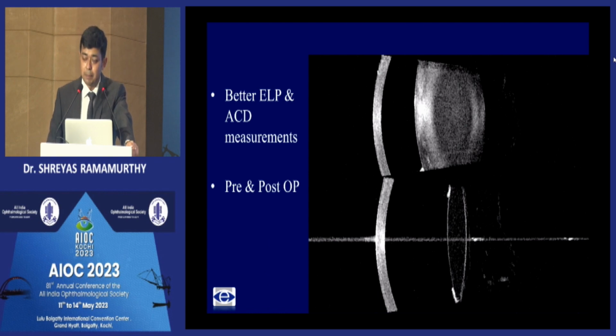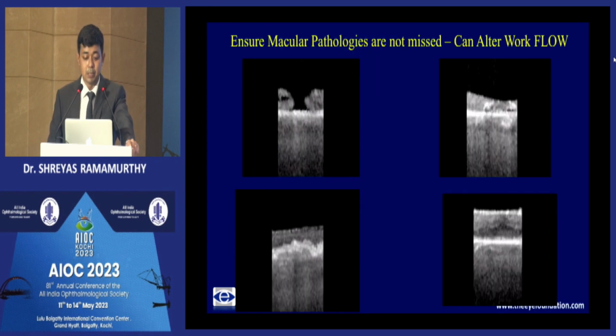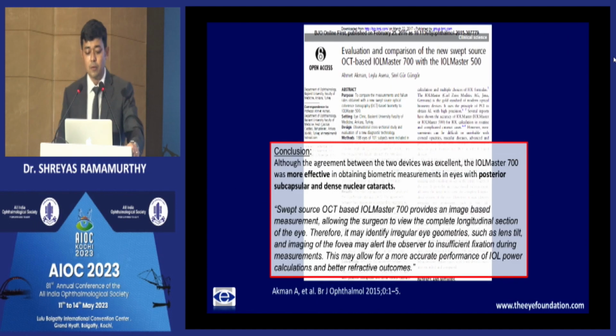Again, better ELP measurements, like I mentioned, both in the pre and post-operative period, because you get better anterior chamber depth measurements. It also gives you a kind of faint image. It's not a replacement for your OCT, but when you see some macular pathology, instead of directly counseling the patient for other premium IOLs and then getting an OCT done, this will give you an initial idea whether this patient is a possible suitable candidate for premium IOLs.